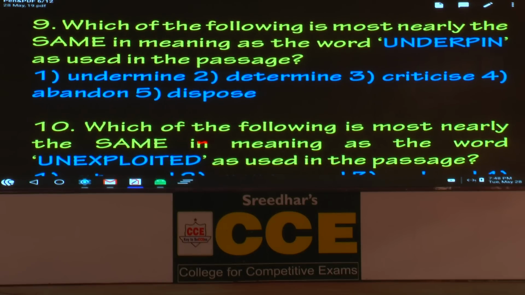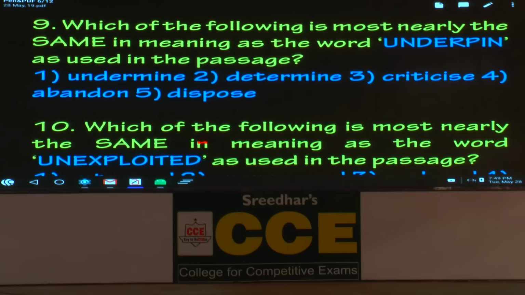Now, same in meaning underpin. Underpin means what? Support. Please write the meanings. Support. Encourage. Also write the word promote. Write the word foster, F-O-S-T-E-R. Now, underpin is a positive word or a negative word? Positive. What is the first option here?